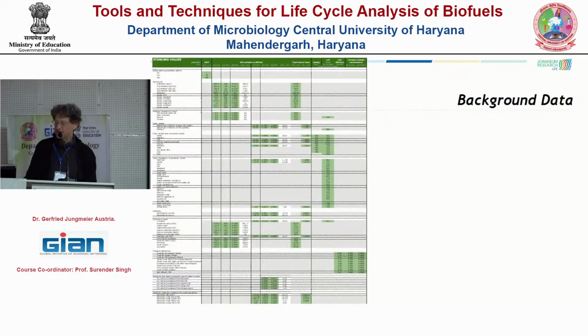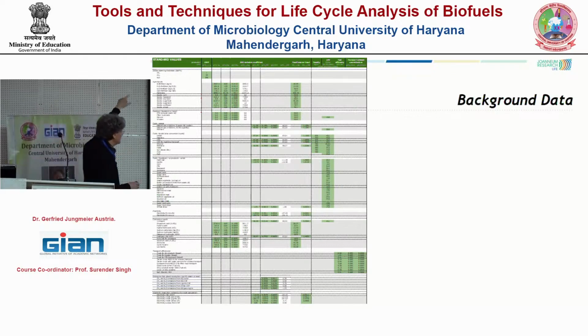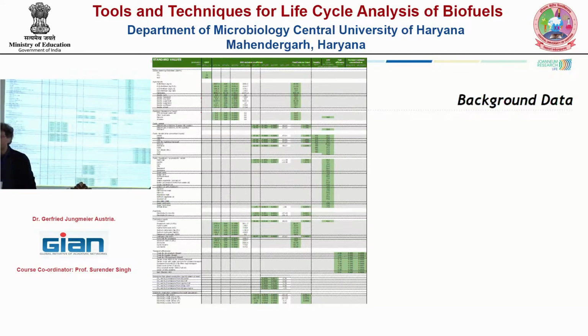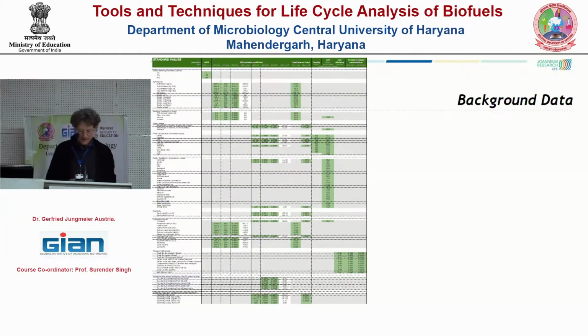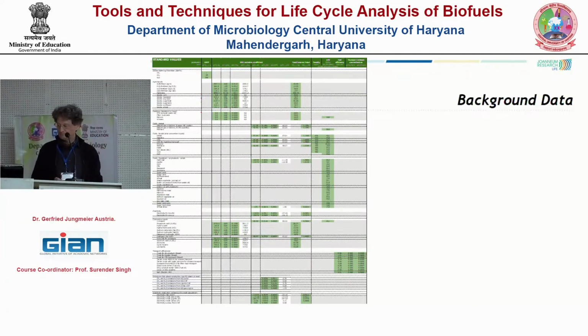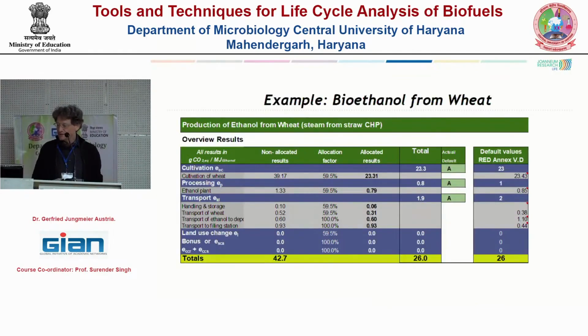And I just have a screenshot. This is the database. It's an Excel table where you find all the necessary background data, the fertilizer and the diesel, the greenhouse gas emissions and the energy consumption and so on. That is all included here in a relatively transparent form. And finally, I show you the summary of bioethanol from wheat.